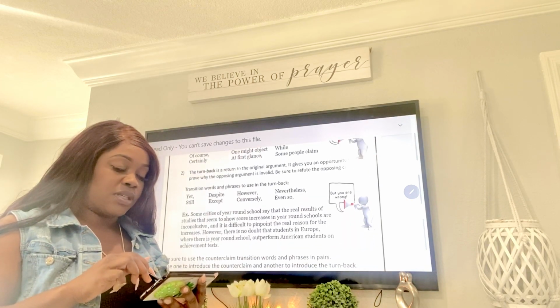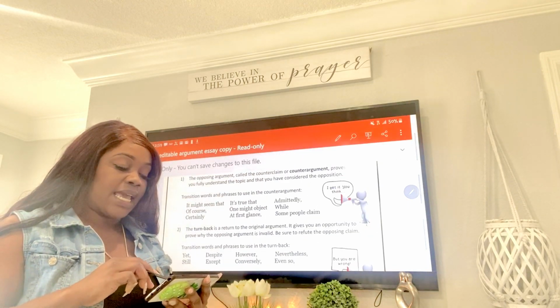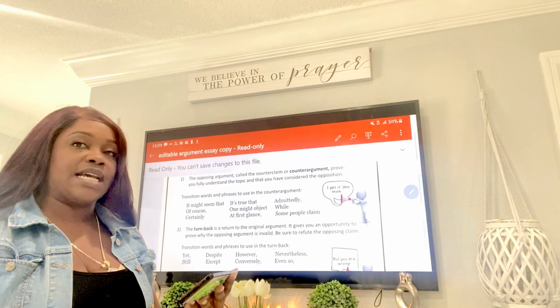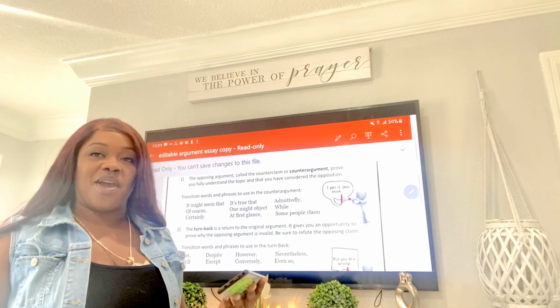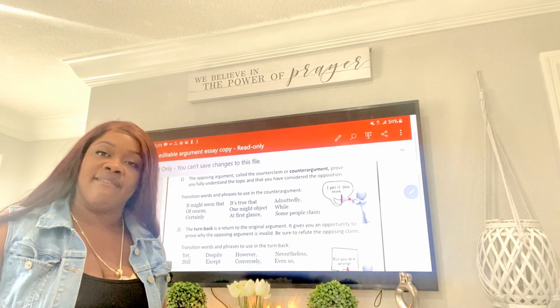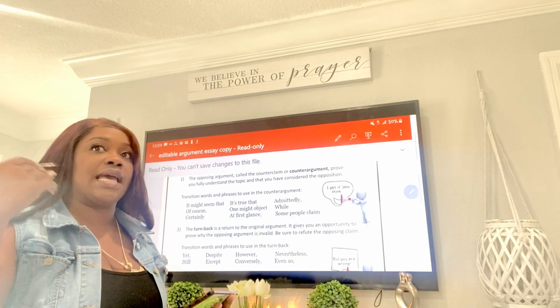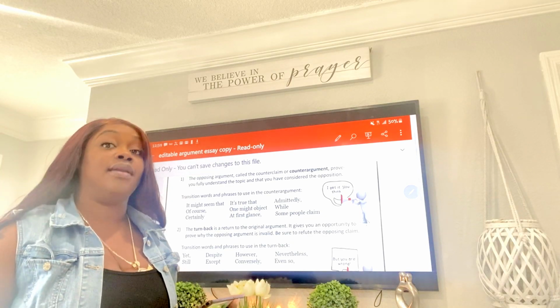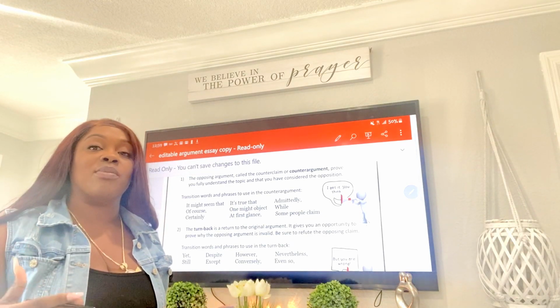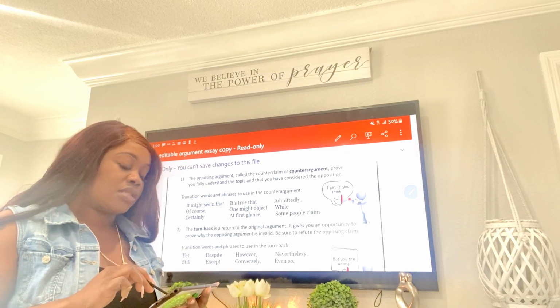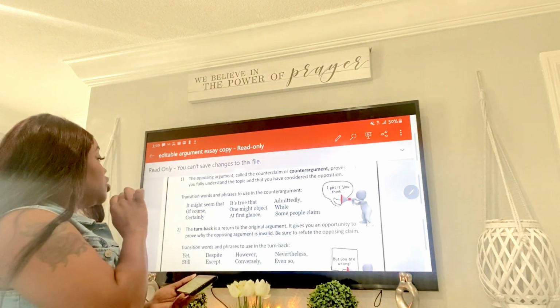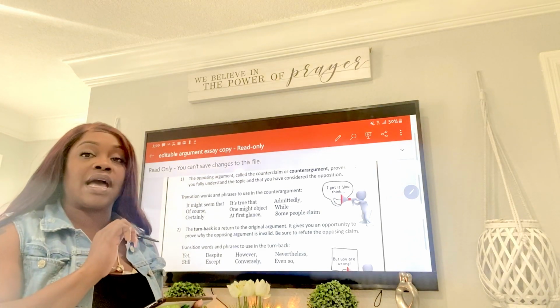We talked about the opposing claim. So even though you're saying it might seem that ice cream is not good, however, okay, so we use that in class, the however. So you're saying, I understand what you're saying. Nonetheless, this is what my claim is, and I'm standing on my claim. Okay? And so this shows some transitional words that you could use for your turn back. Okay?